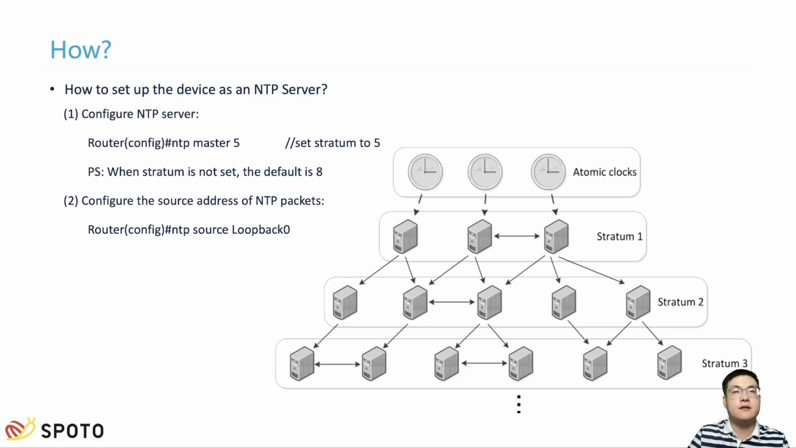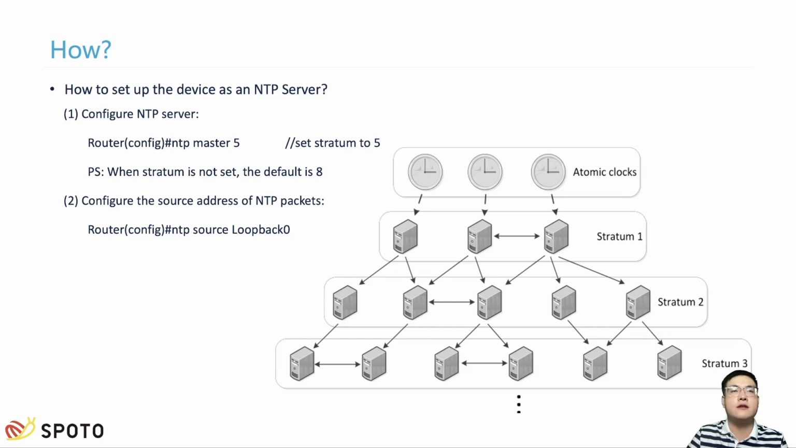The number after master is the stratum. When stratum is not set, the default is 8. The NTP stratum is a representation of the hierarchy of time servers in an NTP network, where the stratum level 0 to 15 indicates the device's distance to the reference clock. Stratum 0 means a device is directly connected to, for example, an atomic clock.